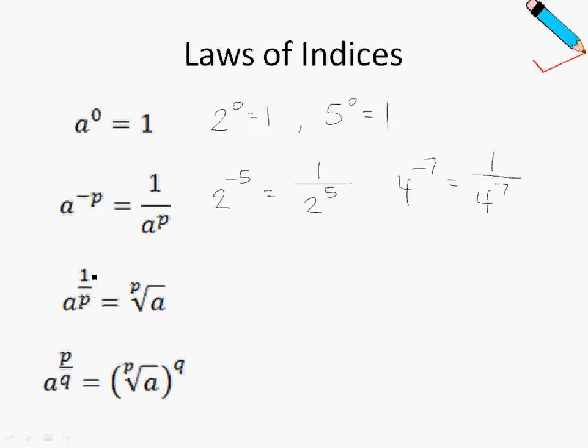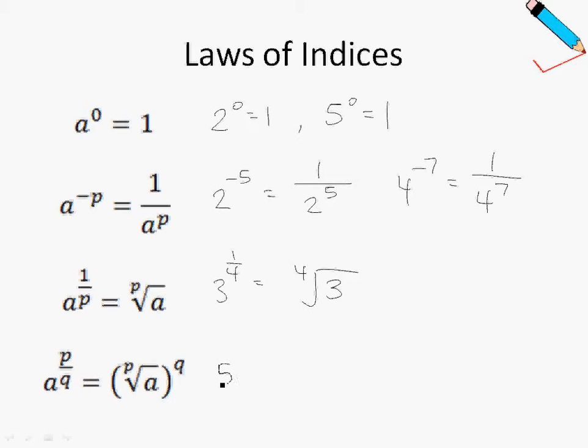Next one, a to the power of 1 over p. Let's say we have 3 to the power of 1 quarter. This can be written as the 4th root of 3. Take note that this number comes outside of the root sign, and the number here comes inside of the root sign. One more example, something slightly tougher.